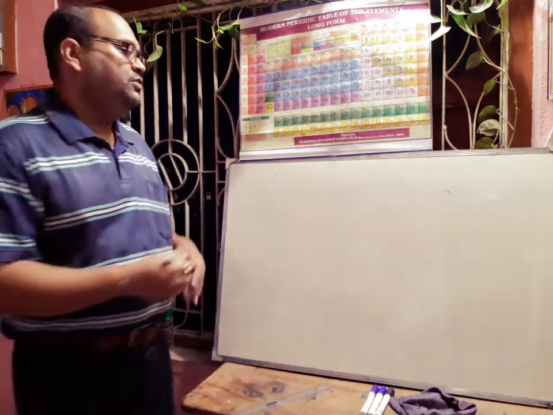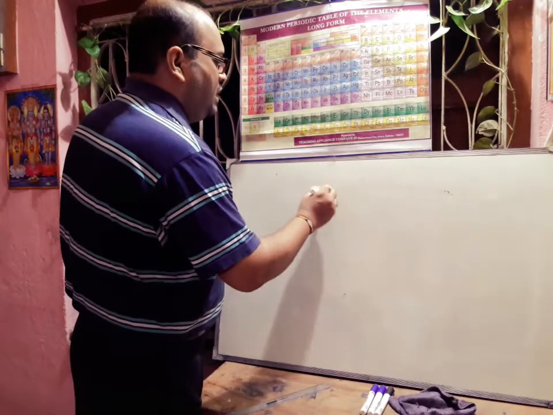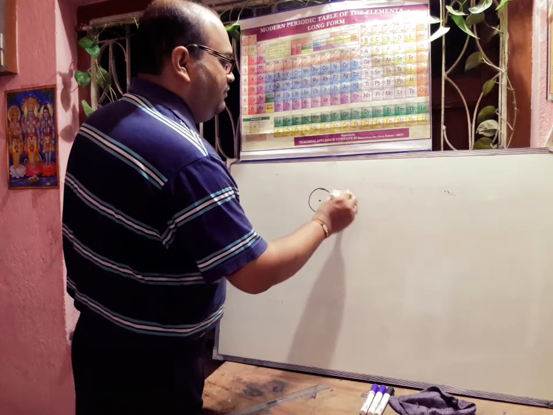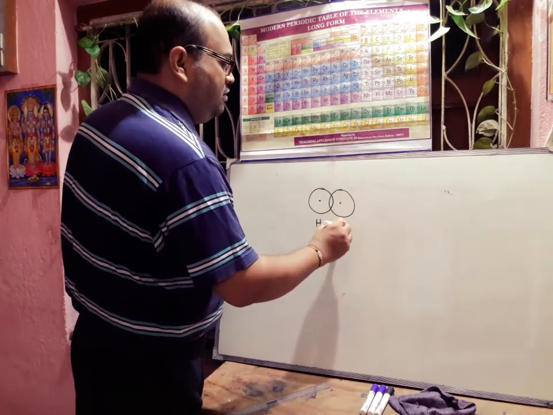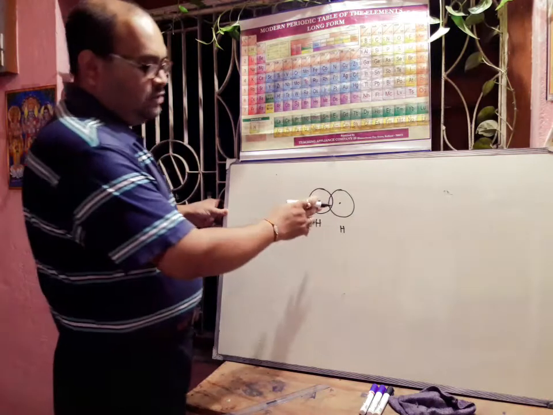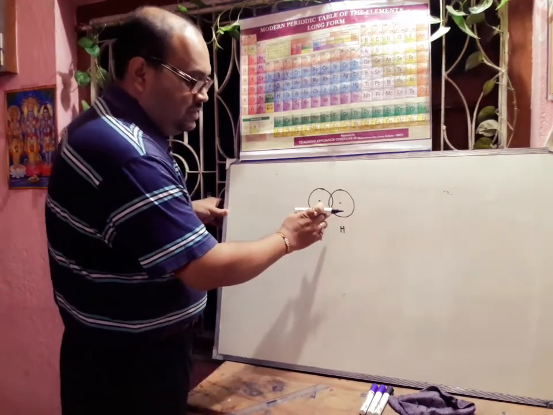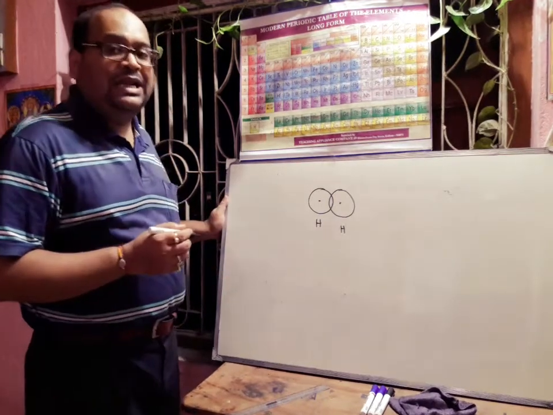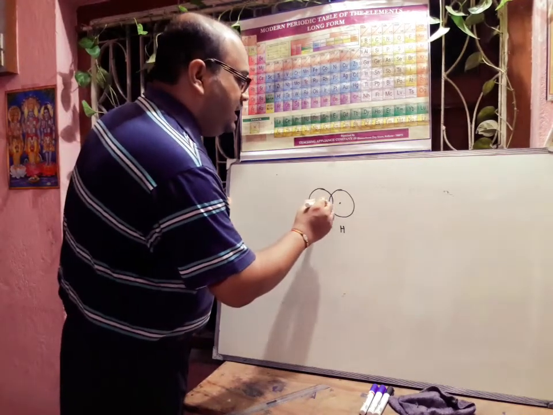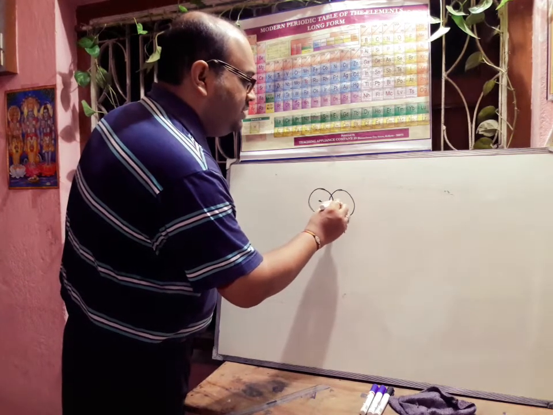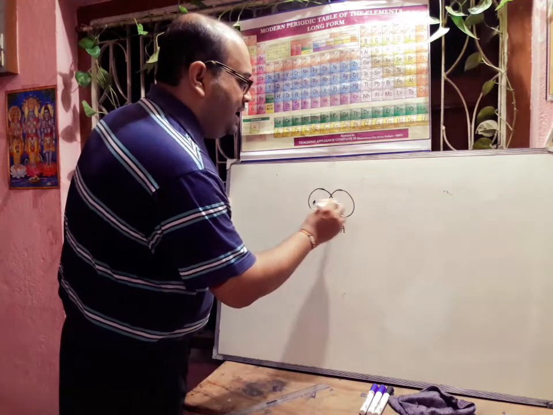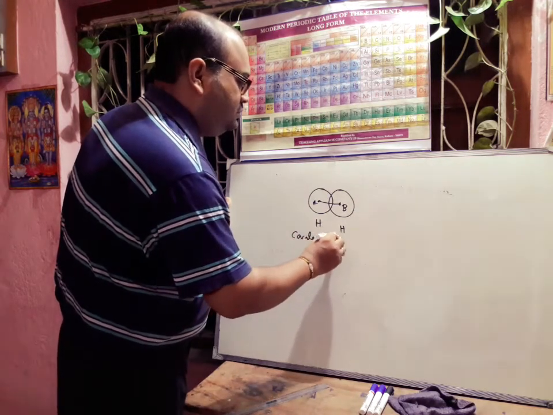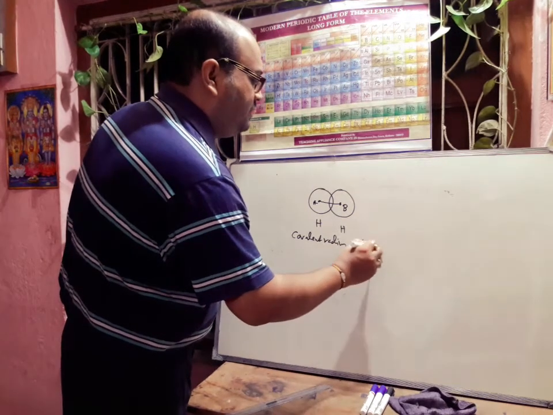Suppose you think about hydrogen. One hydrogen atom and another hydrogen atom overlap their 1s orbitals, and that will form a hydrogen molecule. Now what will be the covalent radius? The covalent radius will be half of the distance between these two nuclei. If they are A and B, the covalent radius will be half of the distance AB.